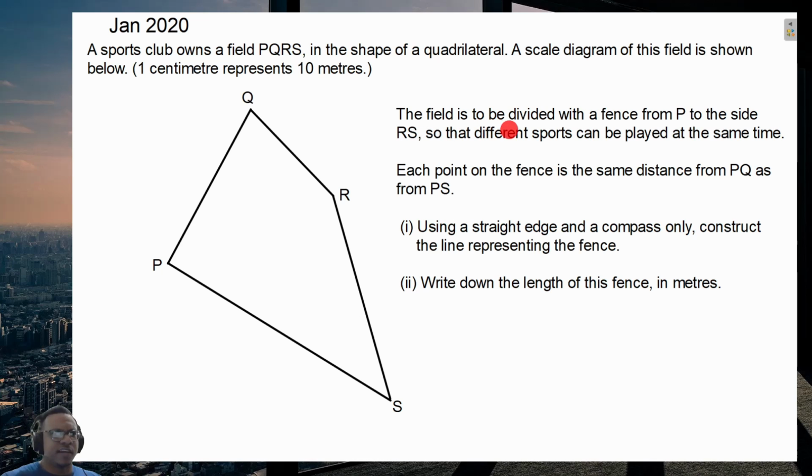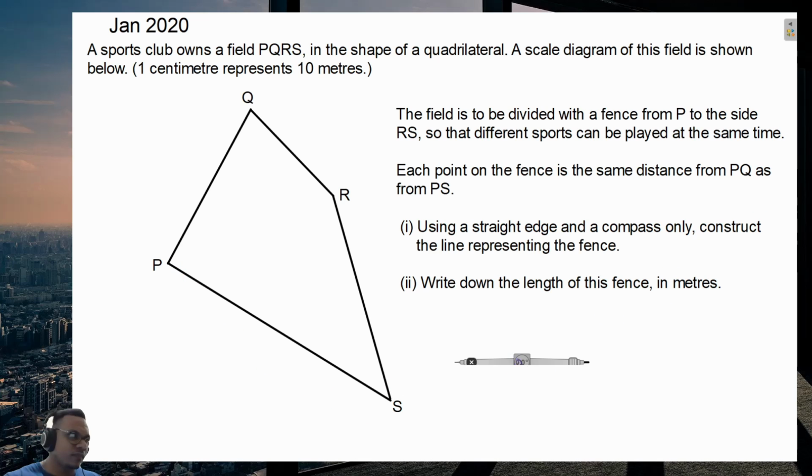Now the field is divided with a fence from P to the side RS. So that means there's a fence coming from this point P, and it's going to touch this side RS. Now they're saying that each point on the fence is the same distance from PQ as PS. That would mean that we'll have to construct the bisector of this angle P, so that the distance from PQ will be the same as the distance from P to S.